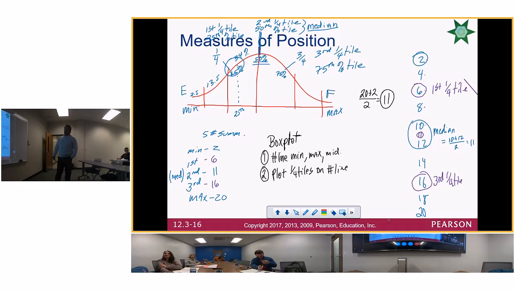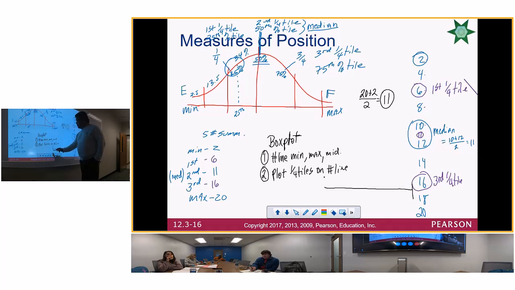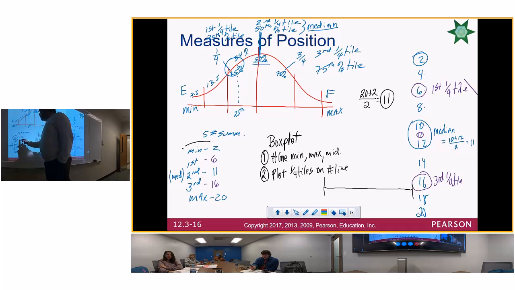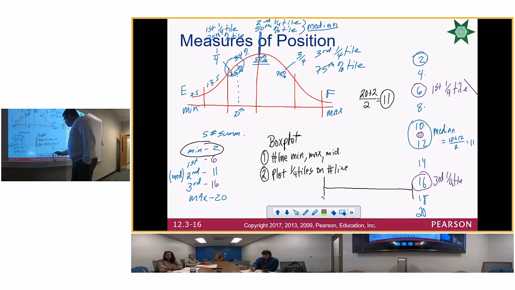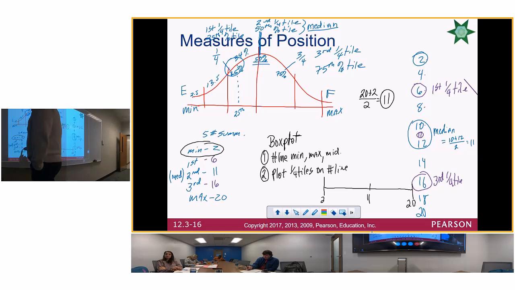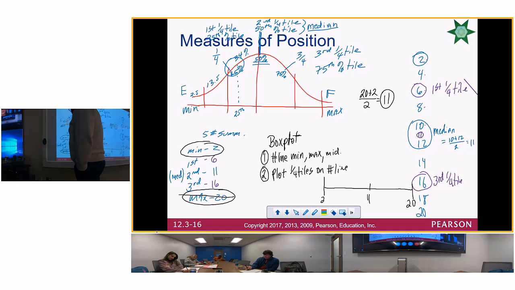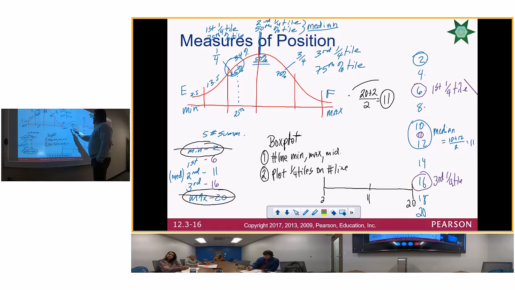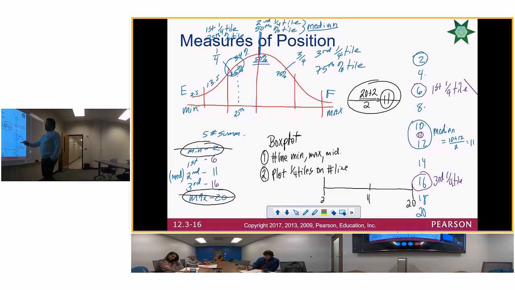That's not going to always happen. So I'm going to draw a number line. And I'm going to put the minimum 2 right here. And I'm going to put the maximum 20 right here. And the middle is 11. So I've just used the max, cross it out. I've just used the min, and I've just used the midpoint. So I just did the first part right here.